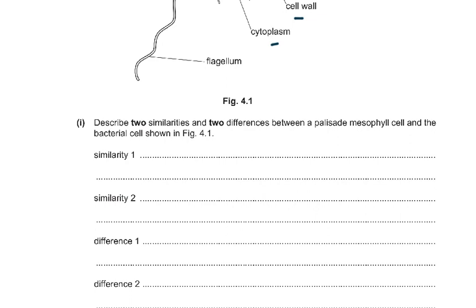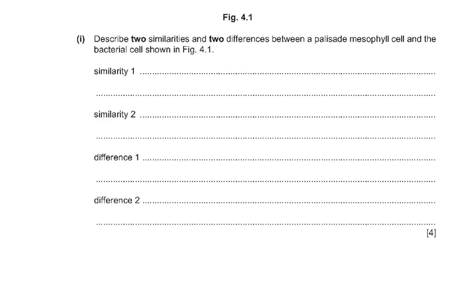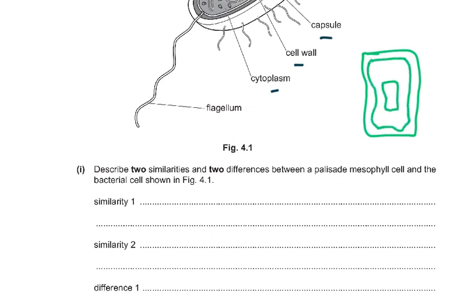Describe two similarities and two differences between a palisade mesophyll cell and the bacterial cell shown in figure 4.1. So a palisade mesophyll cell will have a cell wall, then it will have a cell membrane, it will have cytoplasm, it will have a large vacuole, it will have chloroplasts in it, it will have a large nucleus. So describe two similarities and two differences.